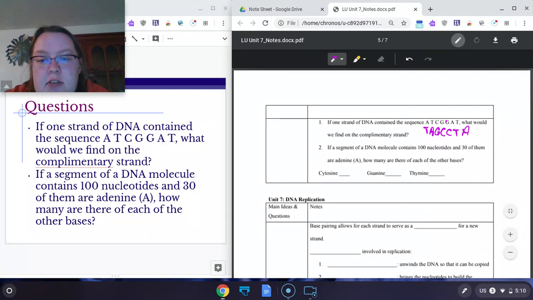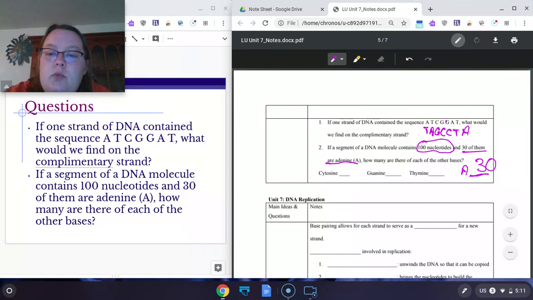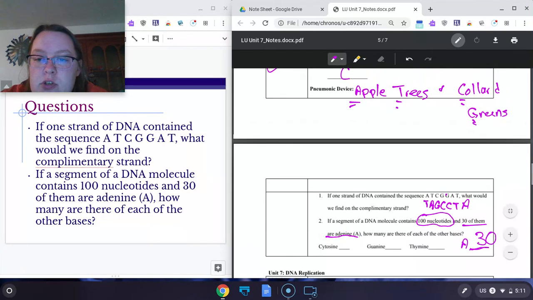Number 2, if a segment of DNA has 100 total nucleotides, 30 are A, figure out the others. So the way that I like to do this, it only has the 3 listed. I'm going to go ahead and write out my A as well. So I always write out my 4 bases, A, T, C, and G. And then I fill in what I know. I know that 30 of them are A. And we said earlier that A is equal to T. So if A equals T, that means that T also has to be 30.